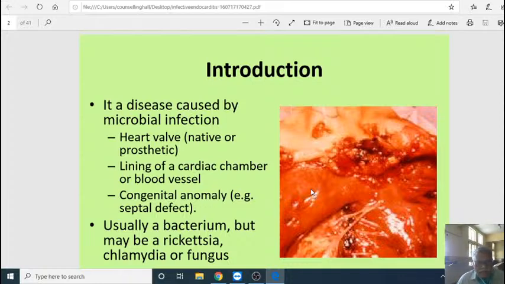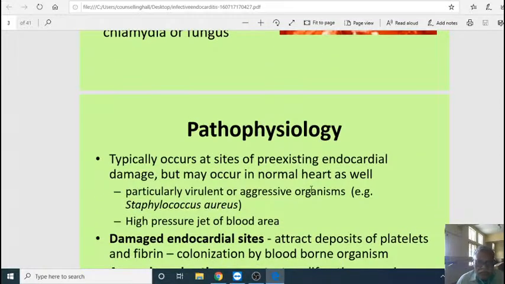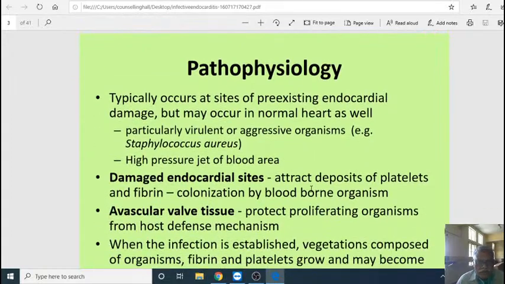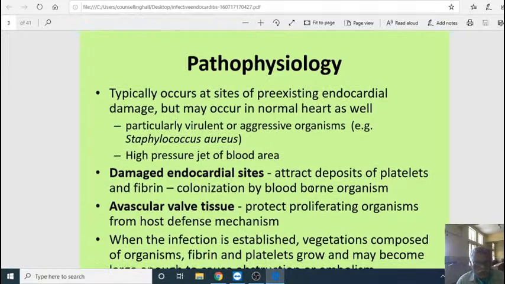So patients with congenital anomalies are more prone to develop infections with bacteria, the rickettsial group, chlamydial group, or fungus. All types of bacteria can infect. Mostly the commonest is Streptococcus viridans. Staphylococcus aureus is a very aggressive organism, which can involve the heart muscles, mostly the endocardium. The predilection lies with the high pressure jet of blood area, so that is more important.